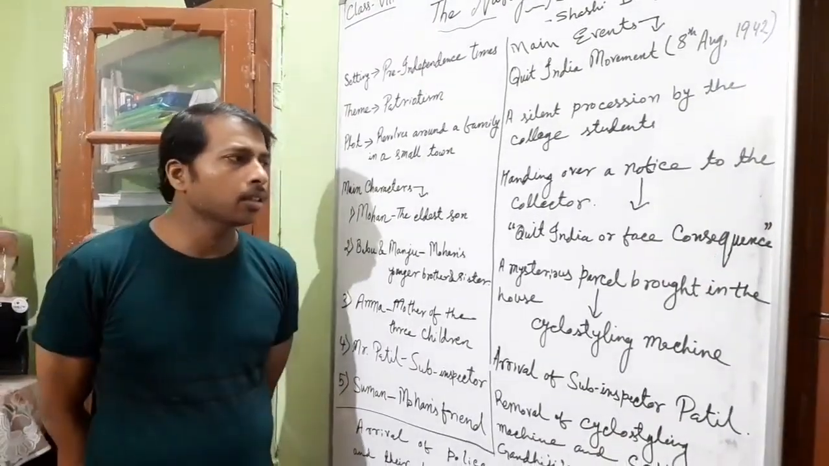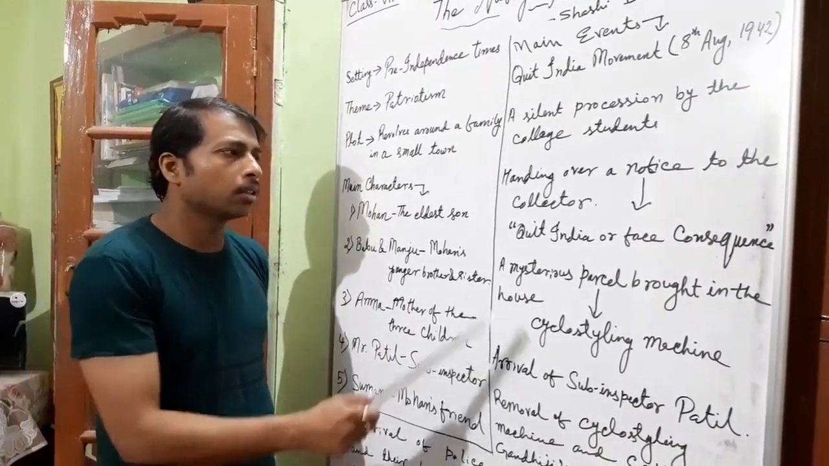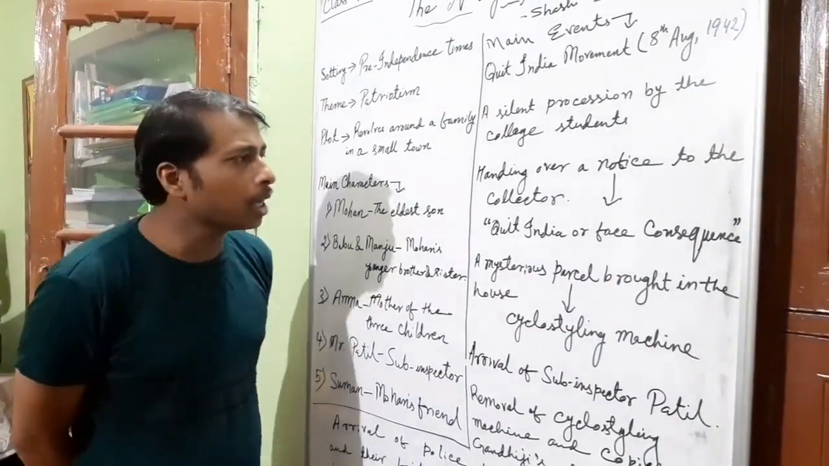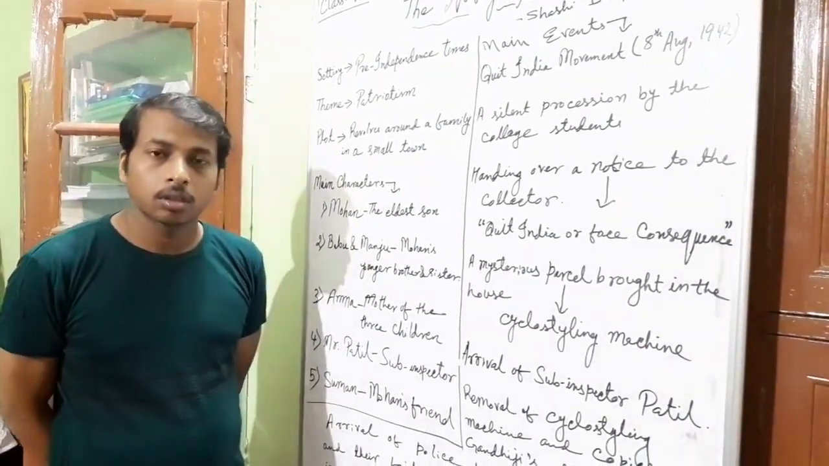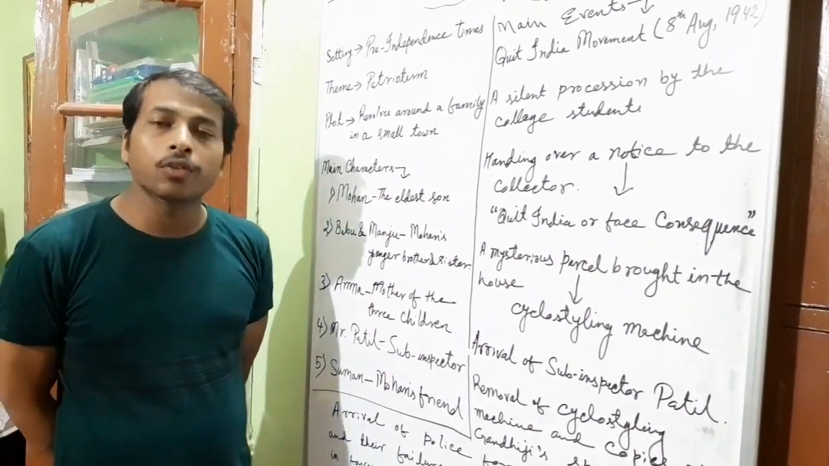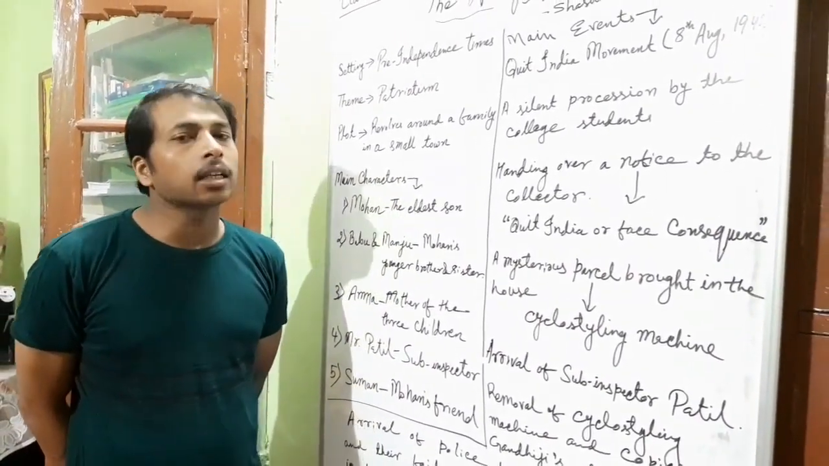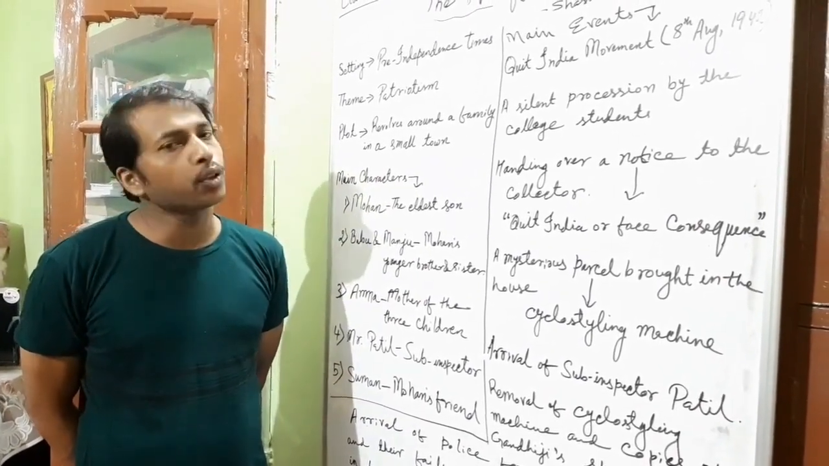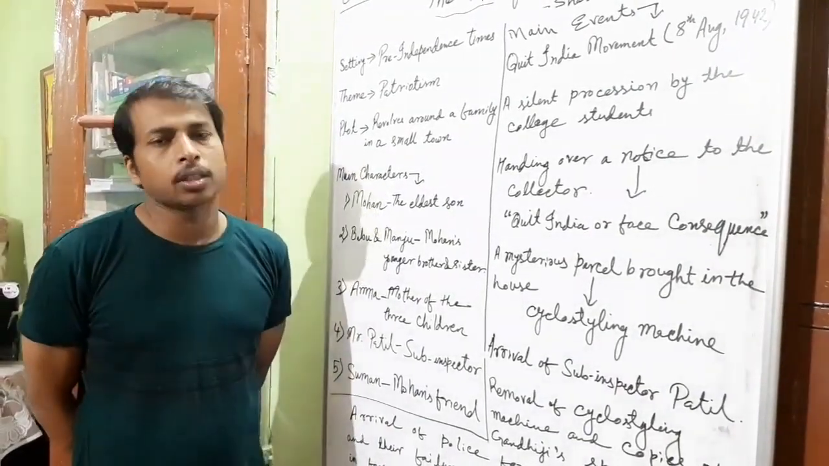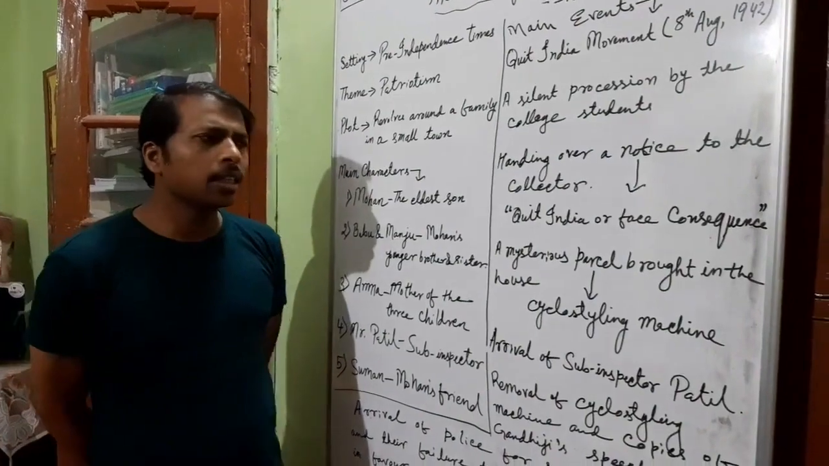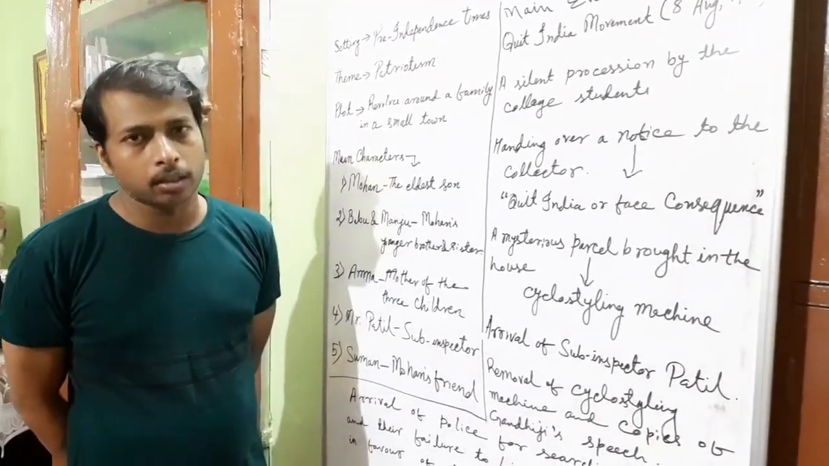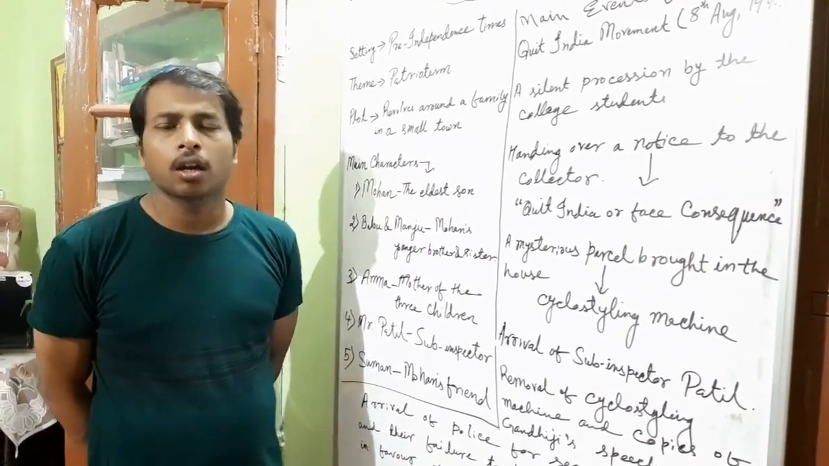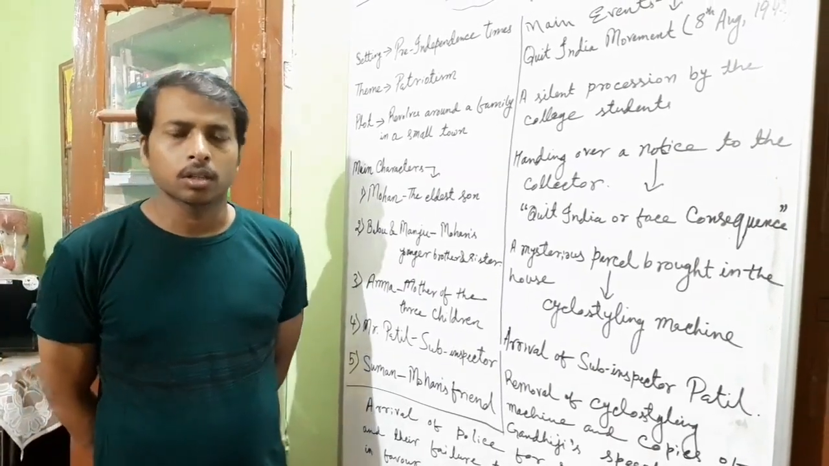Now they came to the collector and handed over a notice in which it was written, "Quit India or face consequences." It was the main topic of the notice. So the notice they handed over was for the British, asking them to either go away from India or face the consequences. That means if you don't go away, then you have to face the consequences. They just did that much and returned back without any struggle or fight with the British or the police of the British.